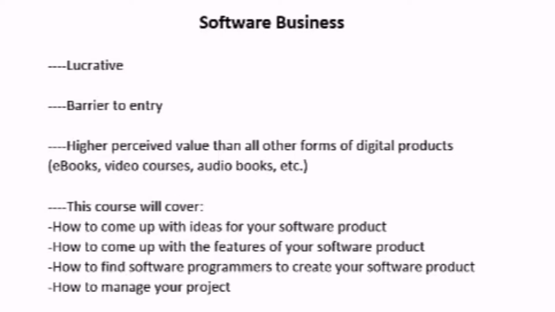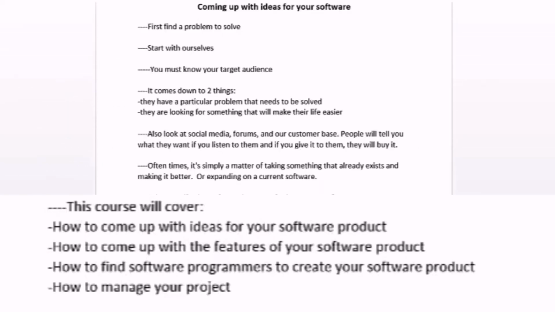For example, if you write a how-to book on a certain topic, you're going to have lots of competition for that book. There's going to be lots of other people that are going to write something on a similar topic. Okay, now this course will cover the following topics. It's going to cover how to come up with ideas for your software product, how to come up with the features to include in your software product, how to find software programmers to create your software product, and how to manage your projects for your software.